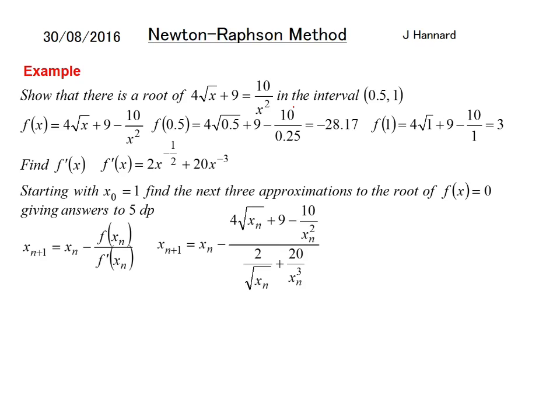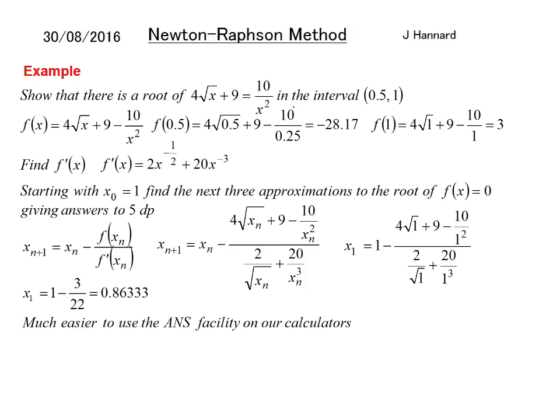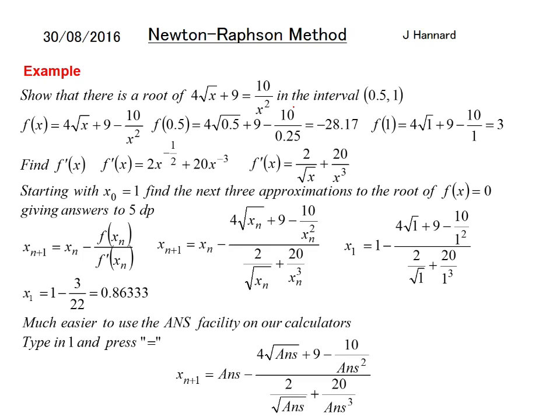There's the Newton-Raphson. So to find the next one, that just looks horrendous. It really does. But remember, you could do all of that, but it's best to use the ANS facility on our calculators. So type in 1 and press equals. By the way, that's just a nicer way to write f dash of x. It's animated a bit funny, but that, although it still looks awful, looks a lot better than that, in my opinion. And remember, just press it as many times as you want.